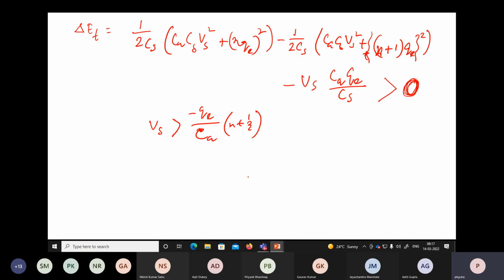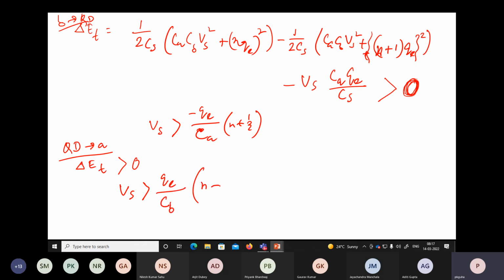So if the electron travels, or tunnels through, from the quantum dot to junction A, then similarly it is possible to show that you can write a similar expression for delta Et, greater than 0. In this case it is quantum dot to junction A, and before it was junction B to quantum dot, right? So in this case it is possible to show that Vs should be greater than Qa over Cb times n minus half.